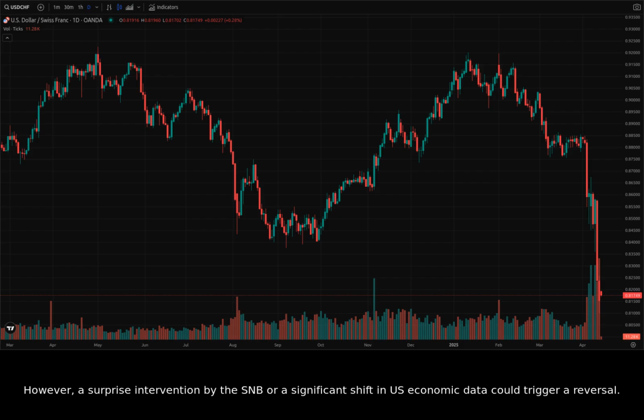However, a surprise intervention by the SNB or a significant shift in U.S. economic data could trigger a reversal. Keep an eye on economic news releases and SNB statements for clues.